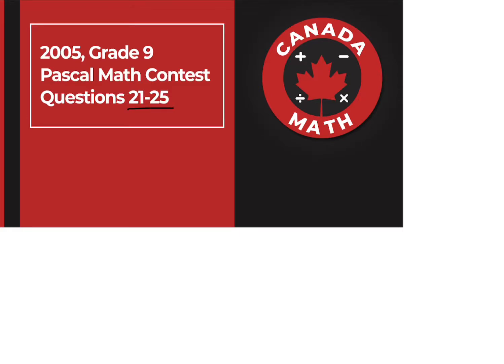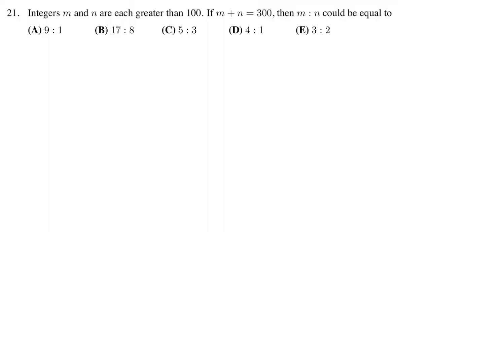Questions 21 through 25 on the 2005 Pascal Math Contest. Integers m and n are each greater than 100. If m plus n is equal to 300, then m colon n could be equal to the ratio m over n. I prefer to write it like that.